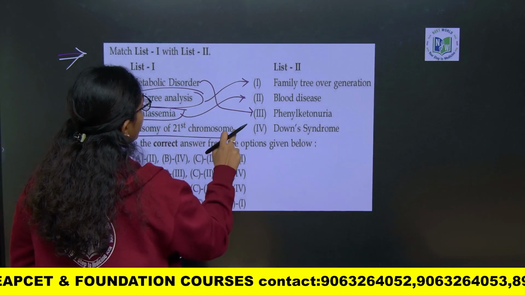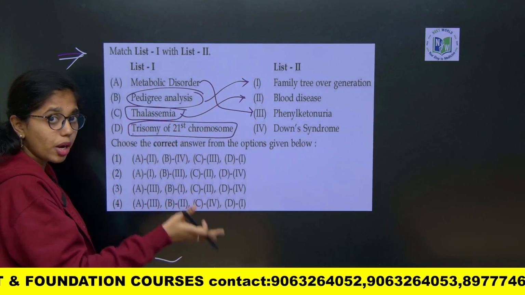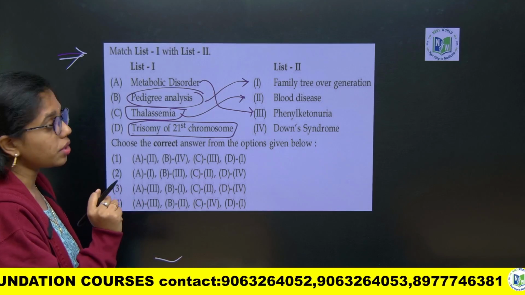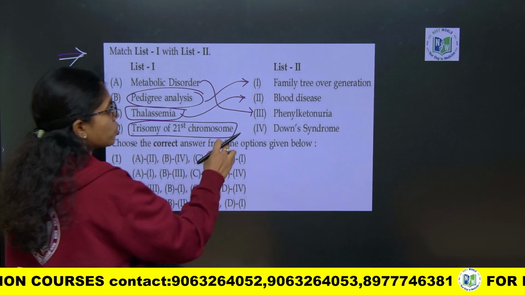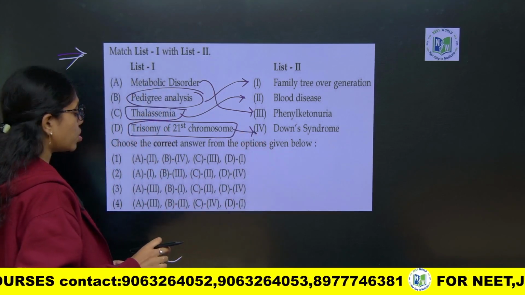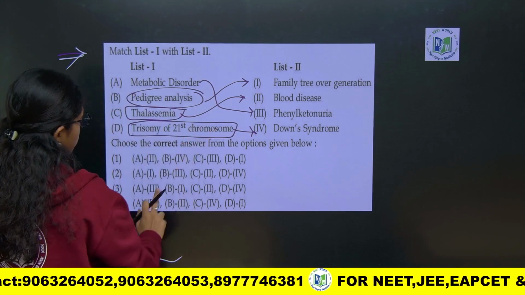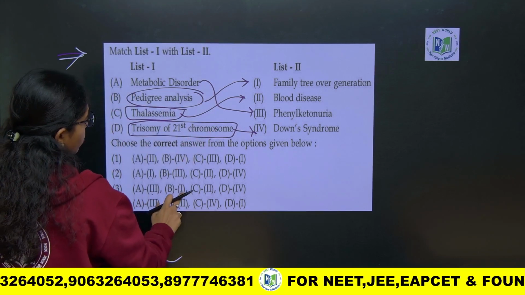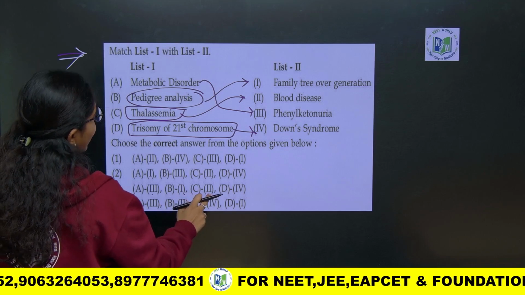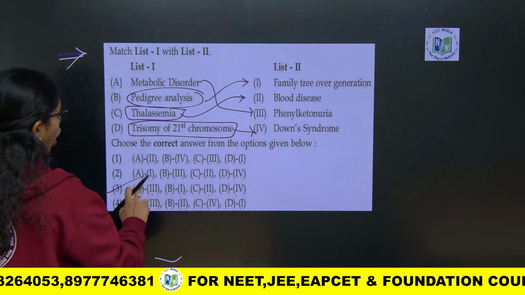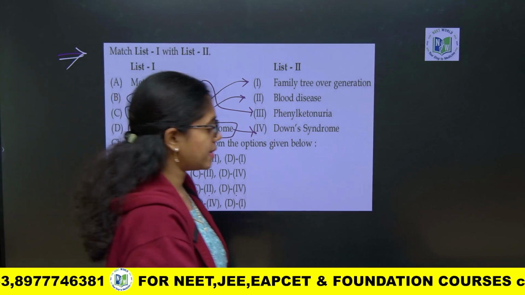Next, trisomy of 21st chromosome. Just now in the previous question also we have seen trisomy of 21st chromosome is Down's syndrome. So if you clearly look into the options, A is option 3, B is option 1, C is 2 and D is 4. So option 3 is the correct answer.